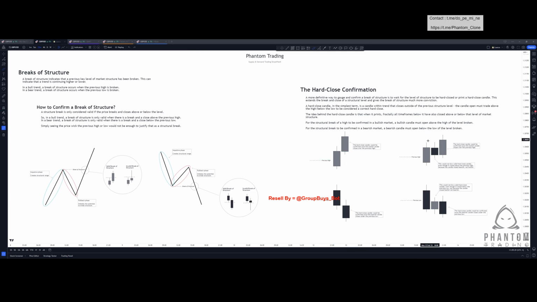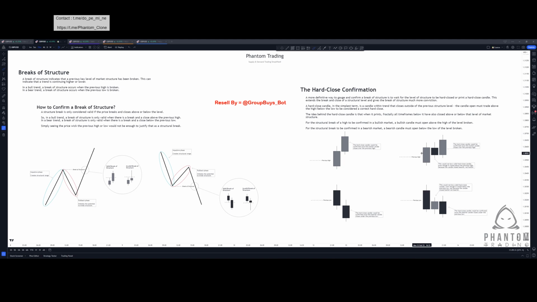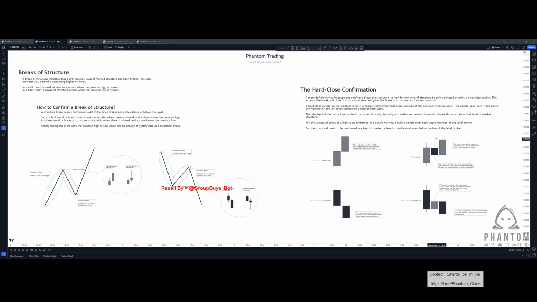Now let's take a look at what a hard close candle is not, that way we can delineate the difference between the two. So in the same example, we have a previous high, and we have a break and close above it, which would be our initial confirmation that we've broken structure. Now the next candle that prints is a bearish candle that opens above the previous high and also closes above the previous high.